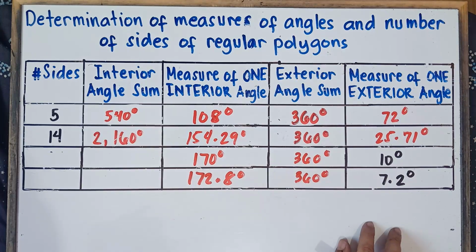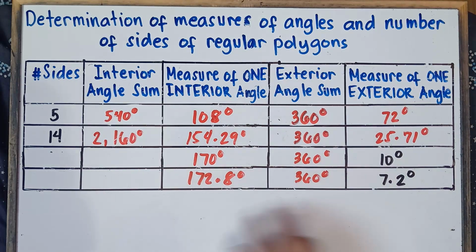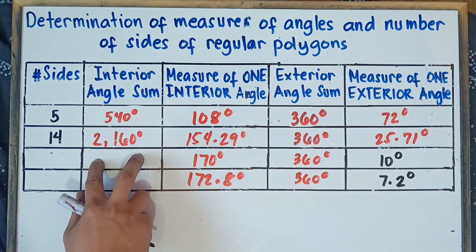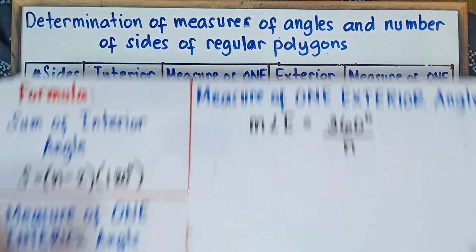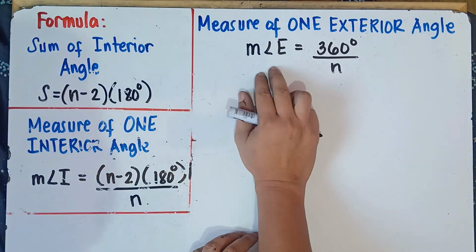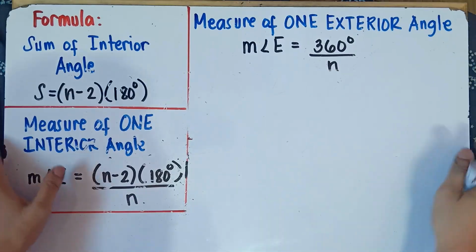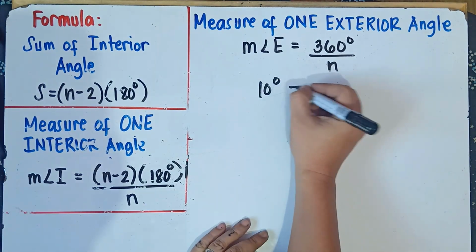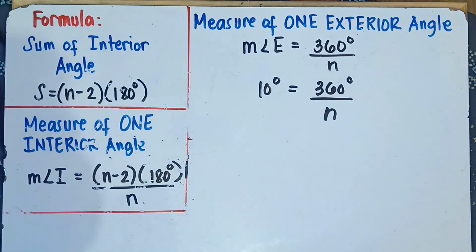The relationship between the measure of one interior angle and one exterior angle of a regular polygon, the sum, class, should be equal to 180 degrees. So we need to find the sum of interior angles and the number of sides given the measure of one exterior angle, so we can use this formula. The given measure of one exterior angle is 10. So 10 degrees is equal to 360 degrees divided by n. We need to find the number of sides.